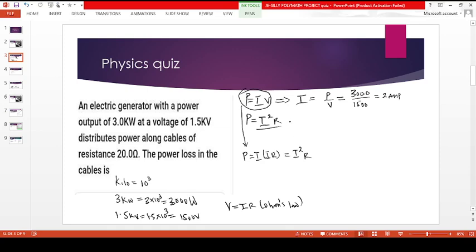But then, back to what we were saying. If the current is 2 amperes, we are calculating the power loss in the cable, and that would become 2 raised to the power of 2 times the resistance in the cable, which is 20 ohms. 2 raised to the power 2 gives you 4, times 20 ohms, which will give you 80 watts. That becomes the final answer.